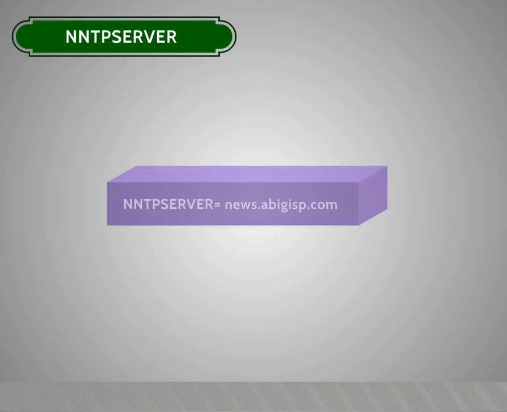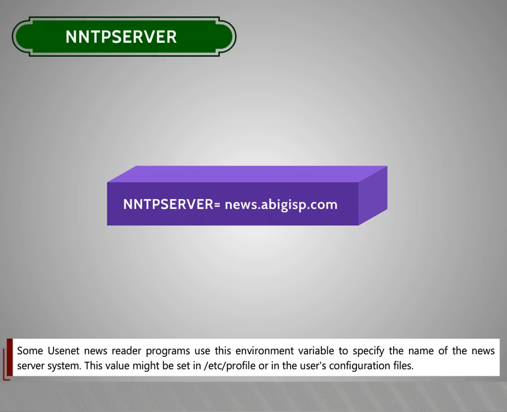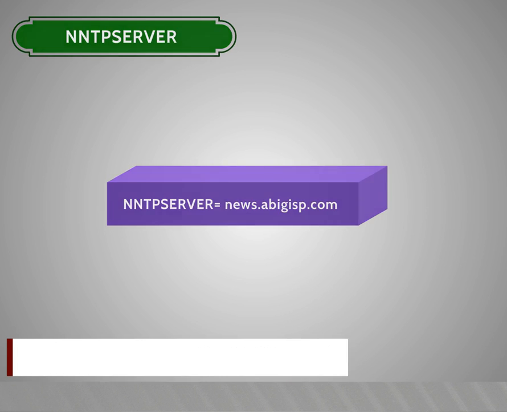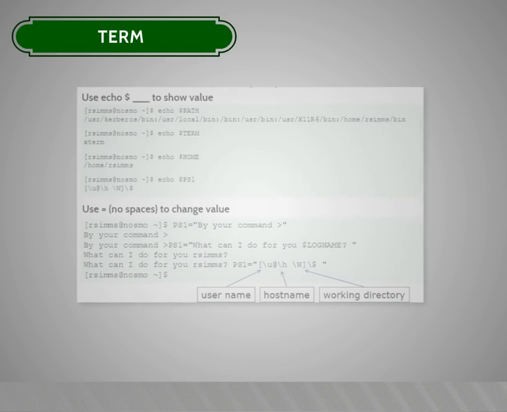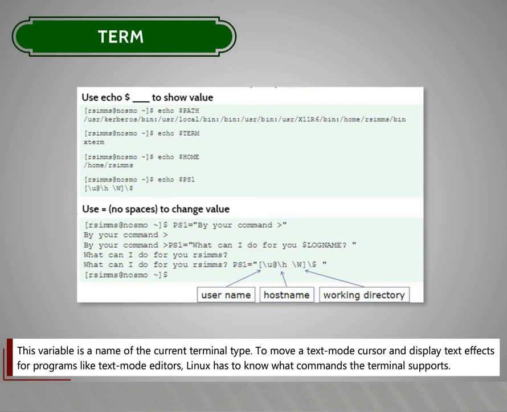NNTPSERVER: some Usenet news reader programs use this environment variable to specify the name of the news server system. This value might be set in /etc/profile or in the user's configuration files. TERM: this variable is the name of the current terminal type. To move a text mode cursor and display text effects for programs like text mode editors, Linux has to know what commands the terminal supports.